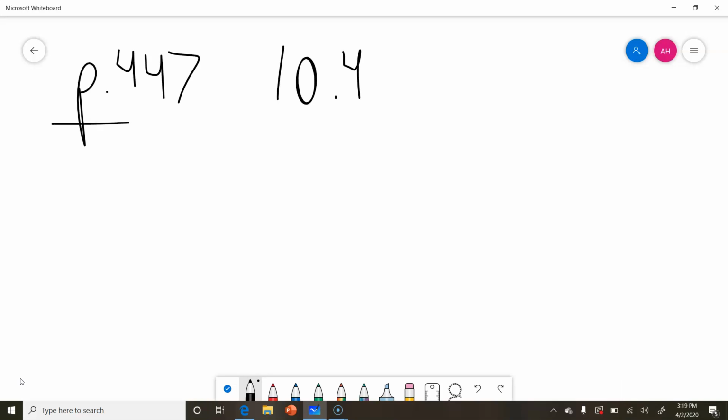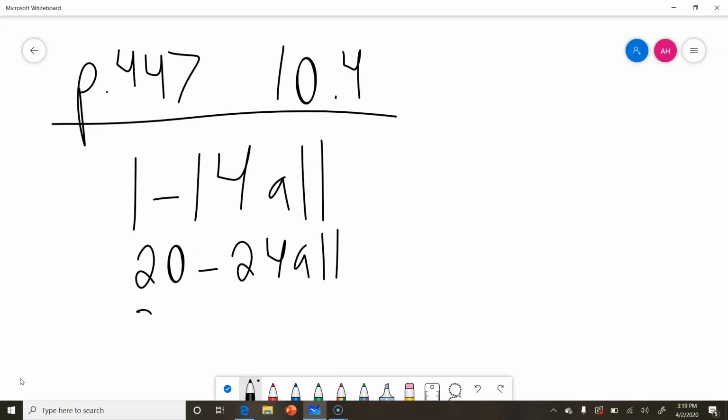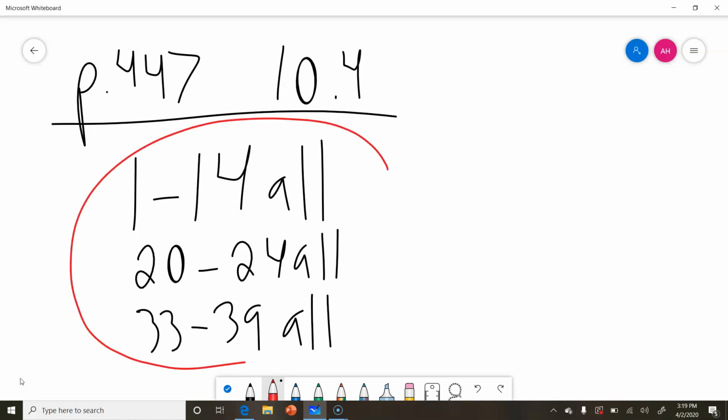So the homework for this is on page 447. This is 10.4. We are going to do numbers 1 through 14 all. Then we're going to do numbers 20 through 24 all. And then lastly, we're going to do 33 through 39 all. That's our homework, going to be due Monday. Depending on how hard it is for people, we may try and push it back and do another lesson on this for Tuesday. But that's what we're going to start with. We're going to shoot for doing that by Monday.